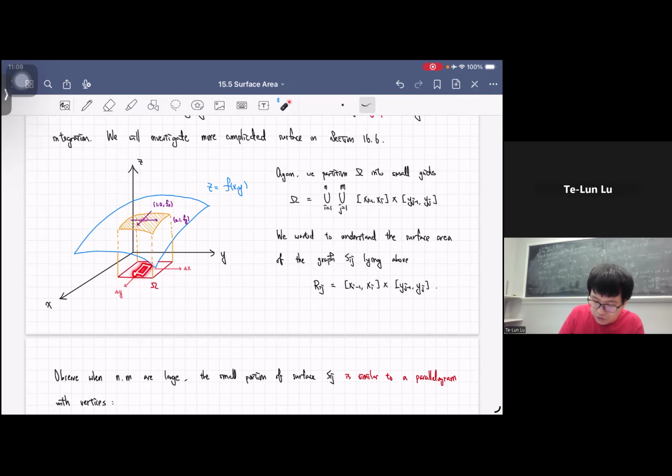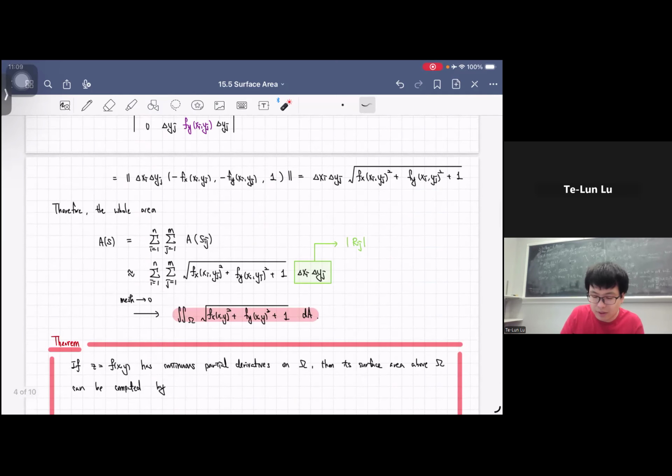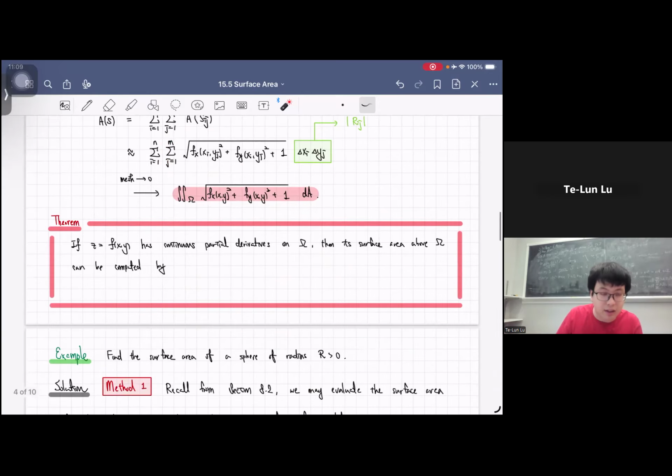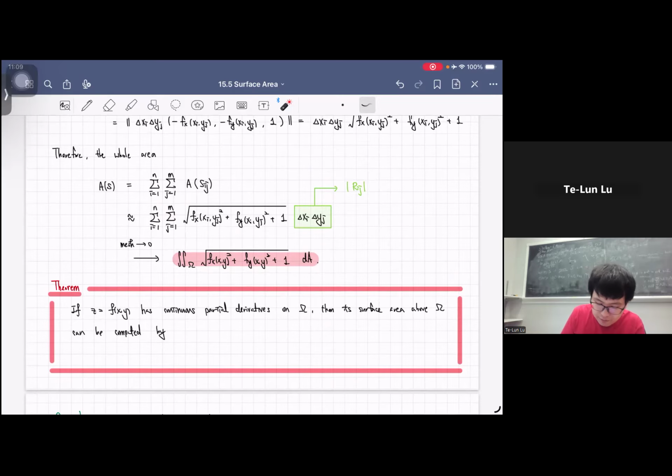Rij. So this is a Riemann sum, right? That looks like a Riemann sum. And so it converges, when the mesh goes to 0, to this integration over omega. Omega is the domain that you're interested in for the surface. And the integrand would be the square root of fx squared plus fy squared plus 1 dA. So basically, what we have concluded from the previous computation is that if z has continuous partial derivatives on omega, meaning that fx and fy are both continuous, then the surface area of z equals f of xy above omega can be computed by this formula.